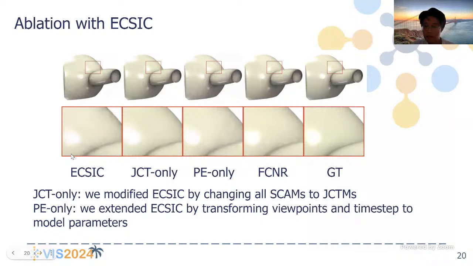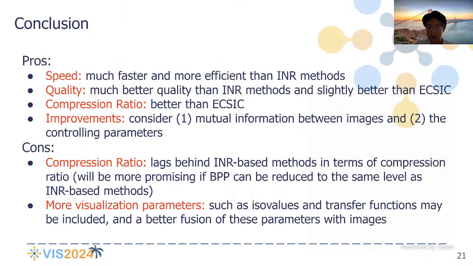Yeah, since FCNR is extended from ECSIC, we further conducted an ablation study to show the difference. The improved quality in lighting and edges proves the effectiveness of FCNR. And we can conclude that FCNR is promising, with much faster speed and better quality than INR-based methods and a better compression ratio than ECSIC. However, it still lags behind INR in compression ratio. Our future work aims to address this and take more visualization parameters into account.